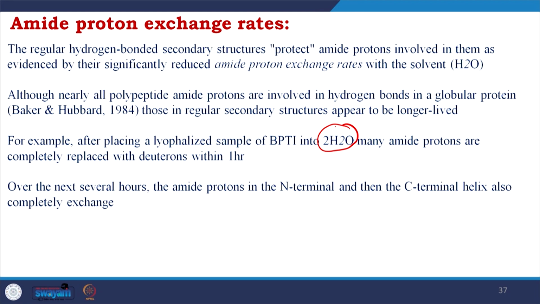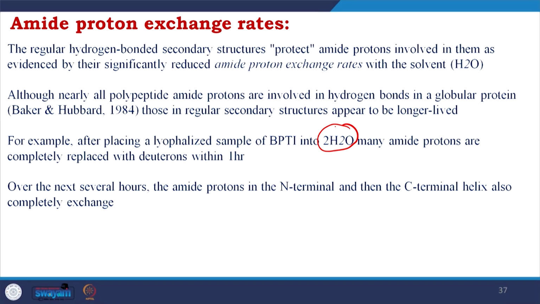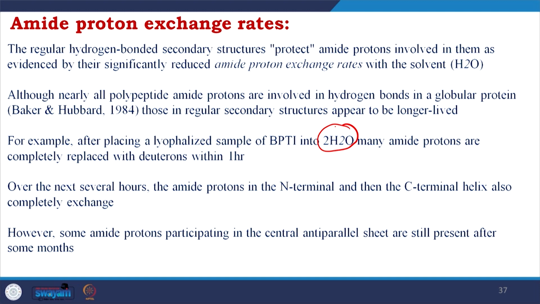Over the next several hours, the amide protons in the N terminal and then the C terminal helix also completely exchange. So, you make this experiment, you keep collecting the spectra over time, and you see that immediately many amide protons are completely replaced within 1 hour. Over the next several hours, amide protons in the N terminal and then C terminal helix also completely exchange, but some amide protons participating in the central anti-parallel sheet are still present after some months.